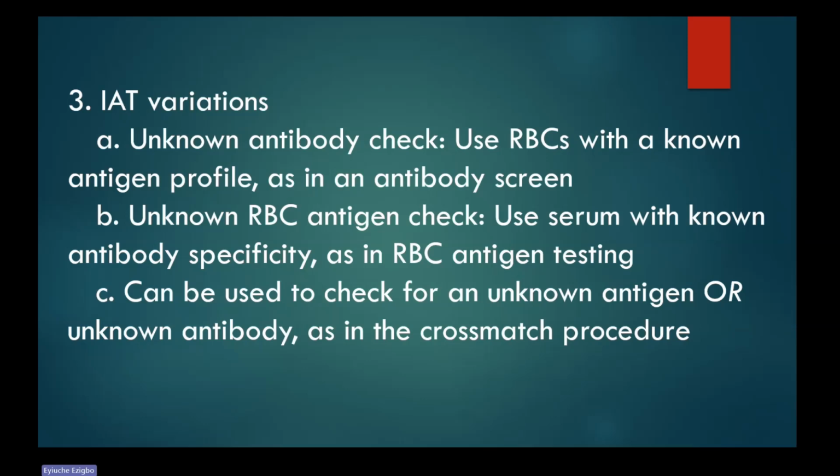procedure. That is, in cross-matching blood, what this statement is trying to emphasize is that in the process of cross-matching blood, we can be looking for unknown antigen. We can also be looking for known antigen. So we perform both direct and indirect antiglobulin test or Coombs test. Performing both means that we are looking for unknown antibody and we are also looking for unknown antigen.